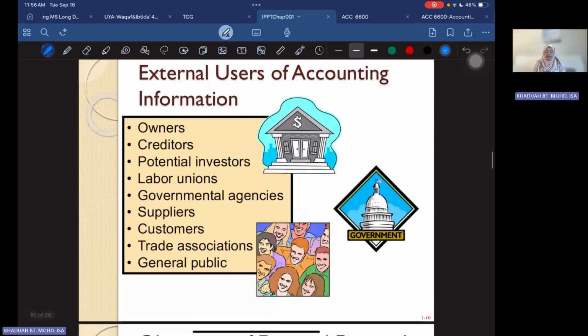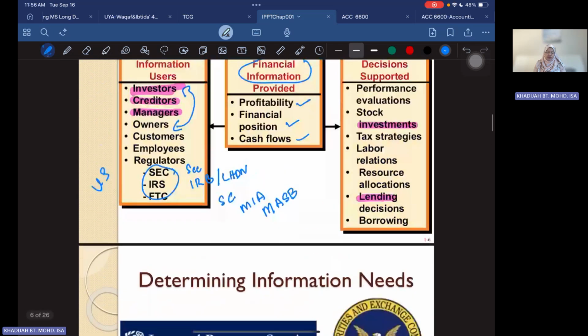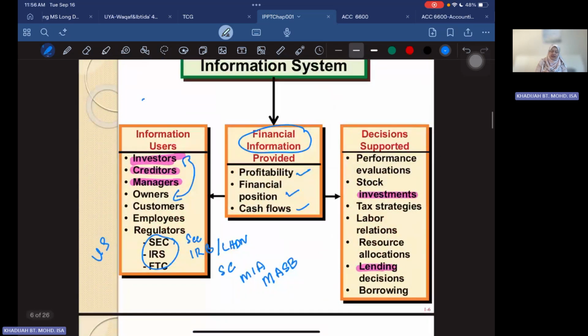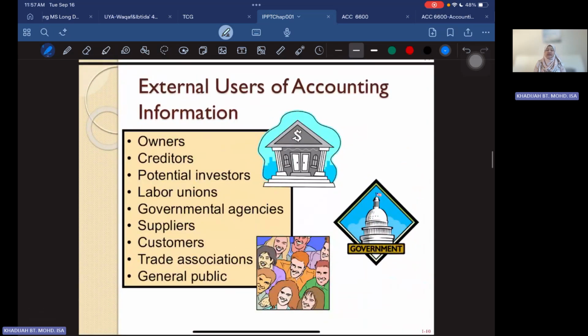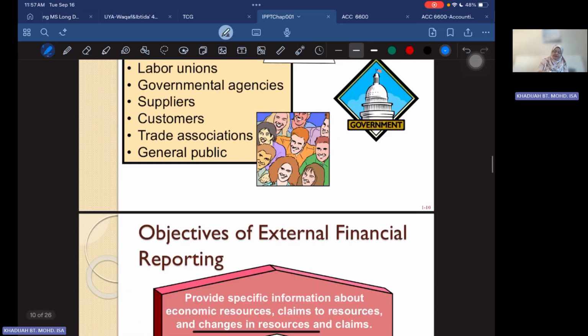All right, coming back to the users. We have many kinds of users here. Just now we talked about the information system. The users here are the owners, the creditors, the potential investors. So who are these users that are going to use the accounting information? You're going to use the accounting information for decision making. It always goes back to decision making, either as an owner, as a creditor, as a potential investor, the government agency, supplier, customers. All these will use the accounting information in their decision making.